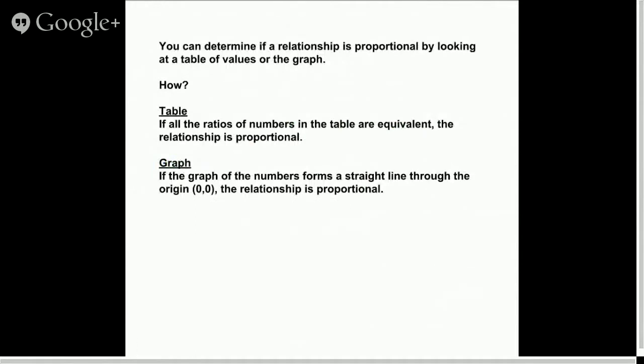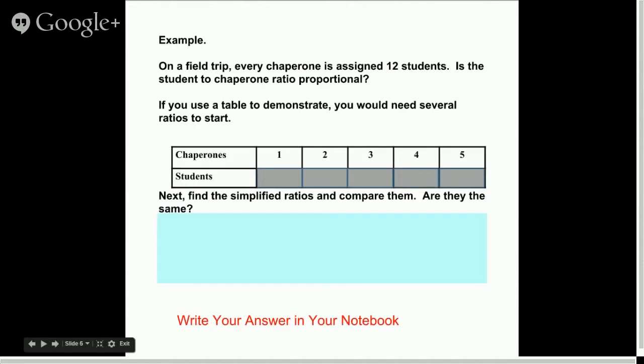All right. So you can find out if a relationship is proportional by looking at a table of values or a graph. In a table, if all of the values are equivalent, all the ratios, the relationship is proportional. If the graph is a straight line and it goes through the origin, which is the point 0, 0, or where the axes meet, then the relationship is proportional. So let's do tables first.